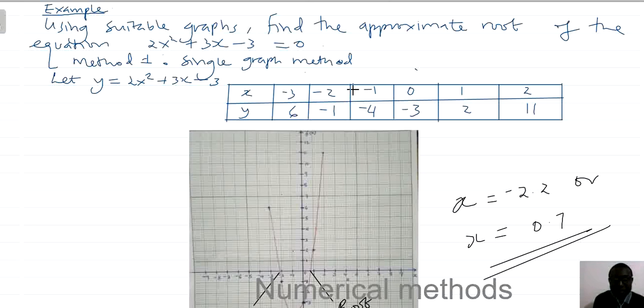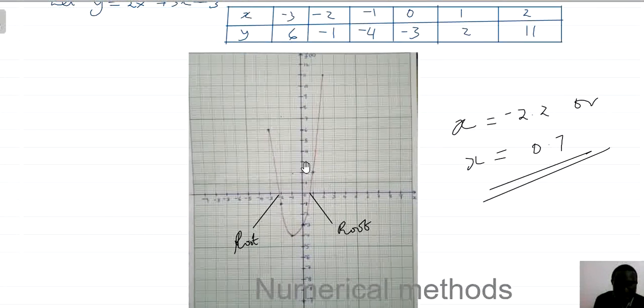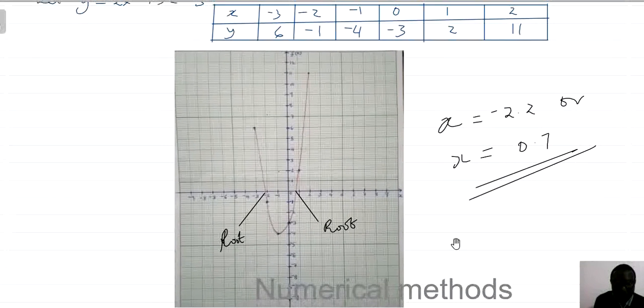Having come up with this table, we now need to represent it on the graph. So here is our graph, and we are going to plot these points. -3, 6 is here. -2, -1 is this point. -1, -4 is this point. 0, -3 is this point. 1, 2 is there. Then we have 2, 11. So this is our graph after joining the points freehand with a smooth curve.